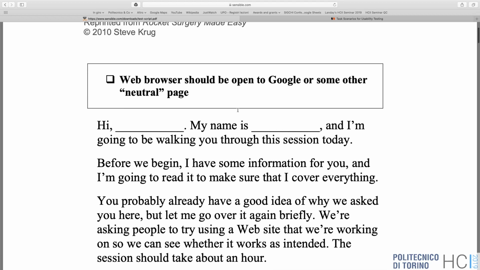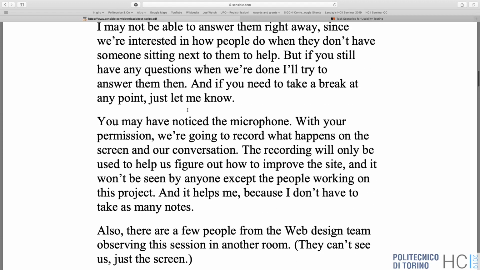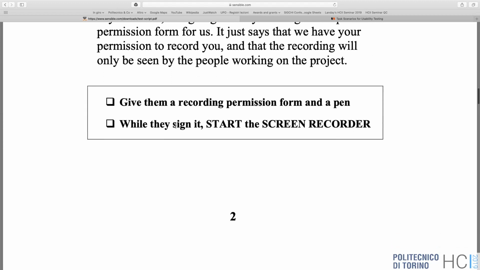And here the script is much more precise. Hi, name of the participant. My name is name of the facilitator. And I'm going to be walking you through, and this is the script the facilitator reads word by word to each participant. And if you go down, you notice other instructions for the facilitator: give them a recording permission form, while they sign the informed consent to start screen recording.